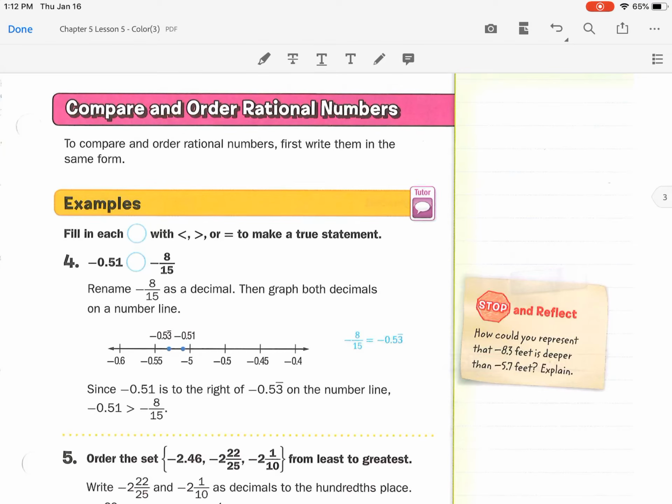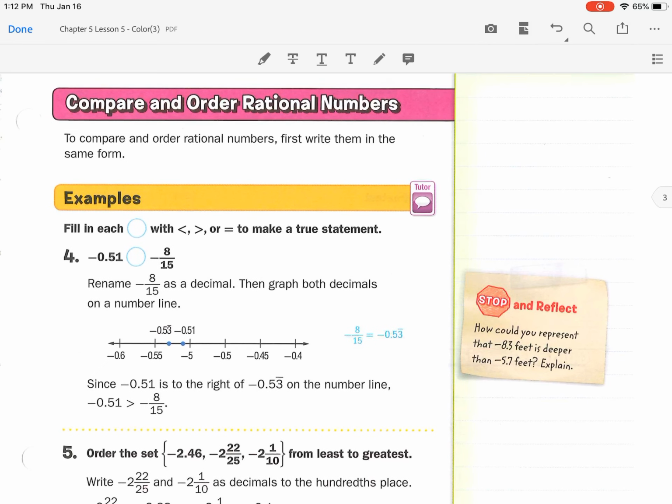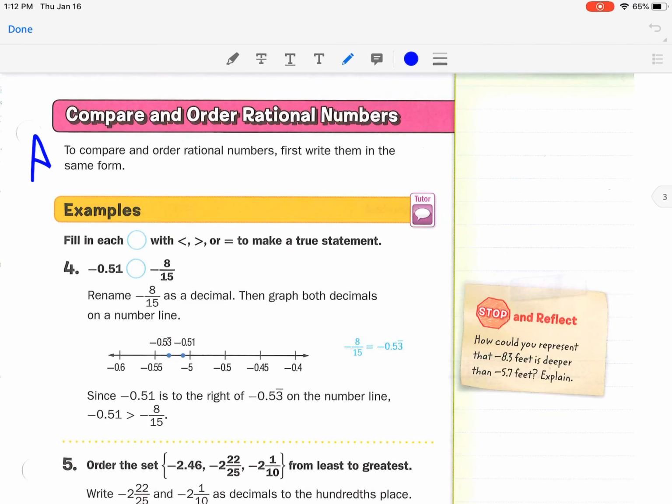Okay, we're back on page 389. This is part 2 of lesson 5, chapter 5. So we are going to compare and order rational numbers, and the most important thing to remember is that first, you have to write them in the same form, meaning that you have to write them either as a decimal and a decimal, or a fraction and a fraction. Either way, they have to be written the exact same way so that you can compare them.